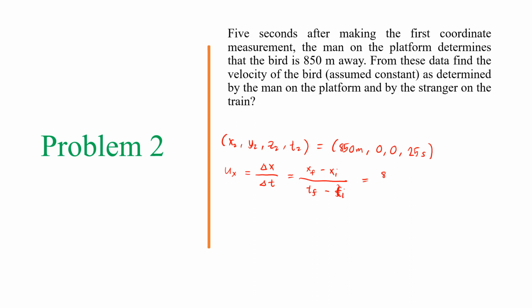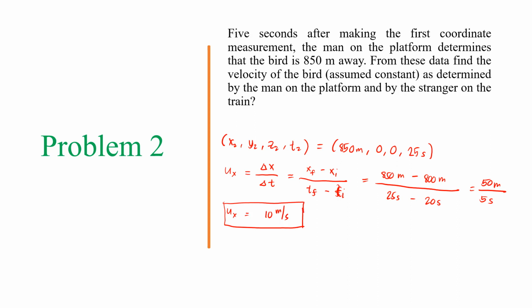So our x final is 850 meters minus 800 meters divided by our t final, which is 25 seconds minus 20 seconds. So we have 50 meters divided by 5 seconds. So u sub x is equal to 10 meters per second. So this is according to the man on the platform. So this is the velocity according to the man on the platform.